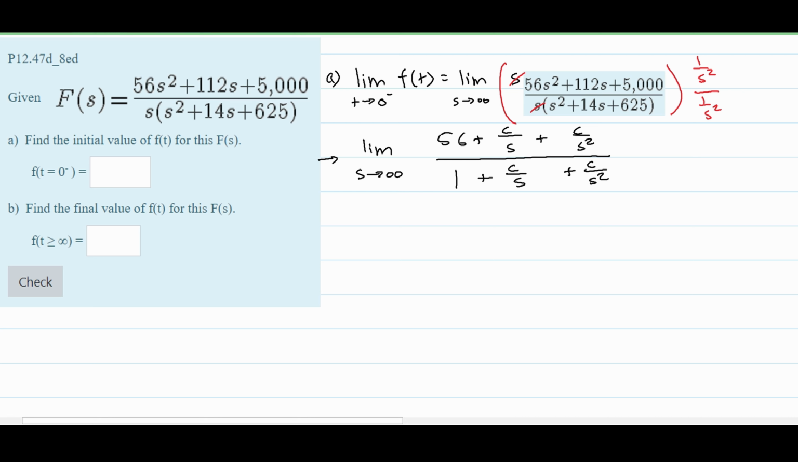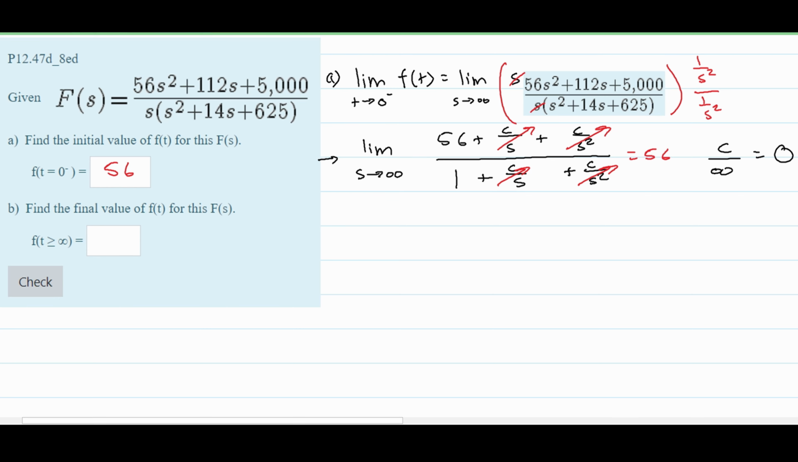And we know that a constant over infinity is approximately equal to 0. So what we can do is zero out this value, this value, this value, and this value, and this then leaves us with 56 over 1. So the answer for part A is 56.